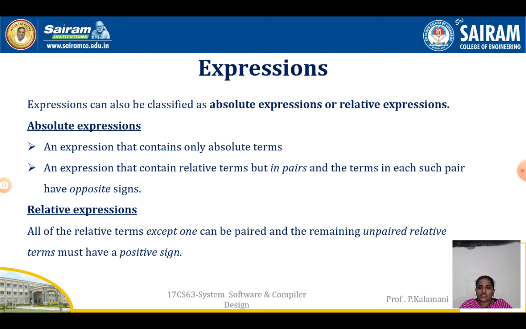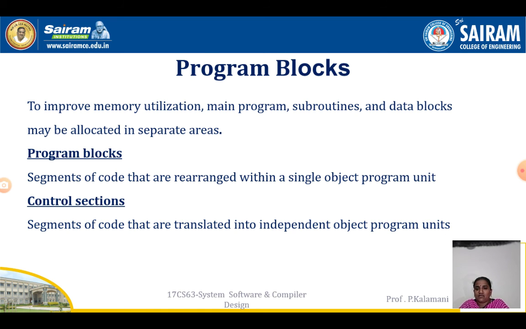An absolute expression is an expression that contains only absolute terms, or an expression that contains relative terms but in pairs, where the terms in each such pair have opposite signs. A relative expression means all of the relative terms except one can be paired, and the remaining unpaired relative term must have a positive sign. This is the condition for absolute expression and relative expression.